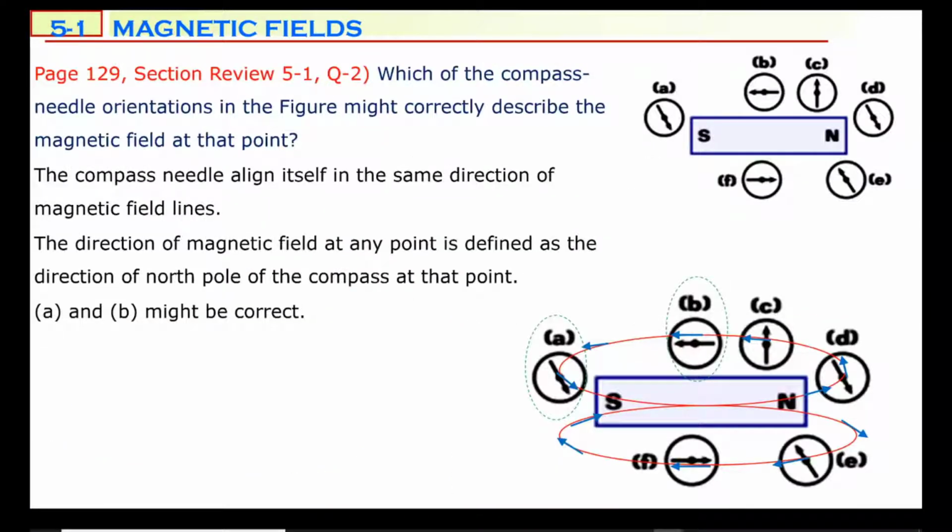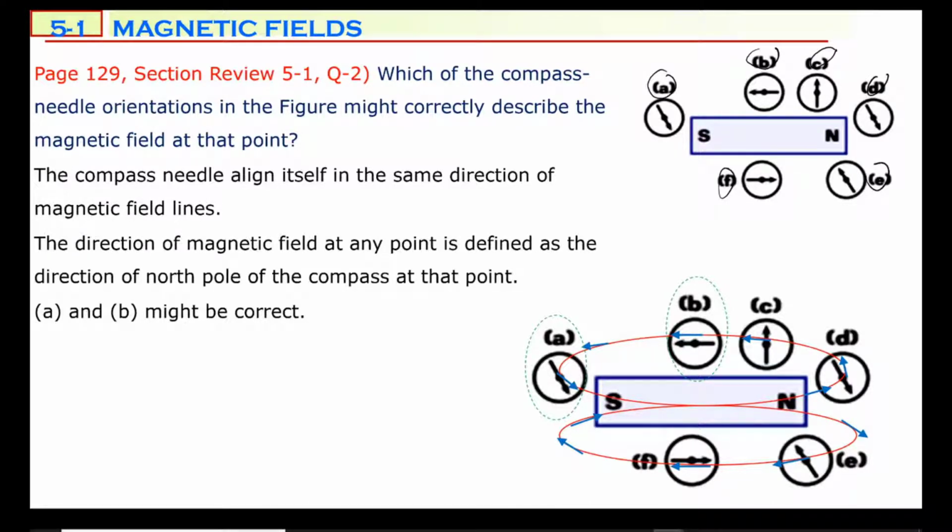And there is a sectional question. This question was asked for the first time in 2020. They asked this as a ministry exam question for the first time. So there are several compasses located around a bar magnet, as you see here. One compass is located at point A, another at B, C, D, E, and F. Which of the compass needle orientations in the figure might correctly describe the magnetic field at that point?